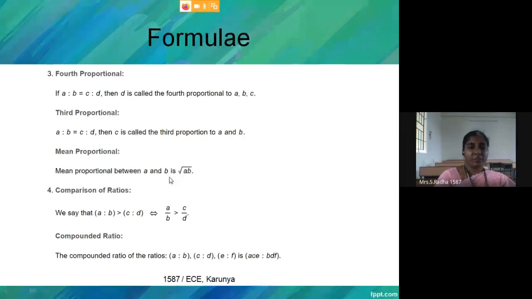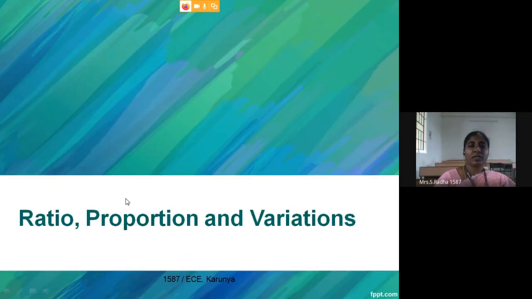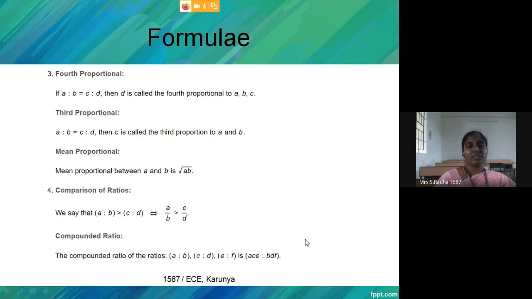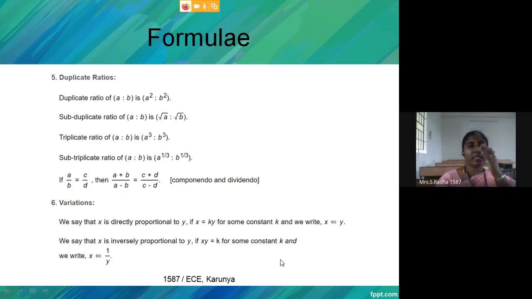Of AB is the main proportion. Comparison of ratios. This is the topic: ratio, mean and ratio, proportional variations. We are going through the formulas. Comparison of ratios. We can write in this fraction format also. And compounded means many ratios are there, how to make the product, something like that.